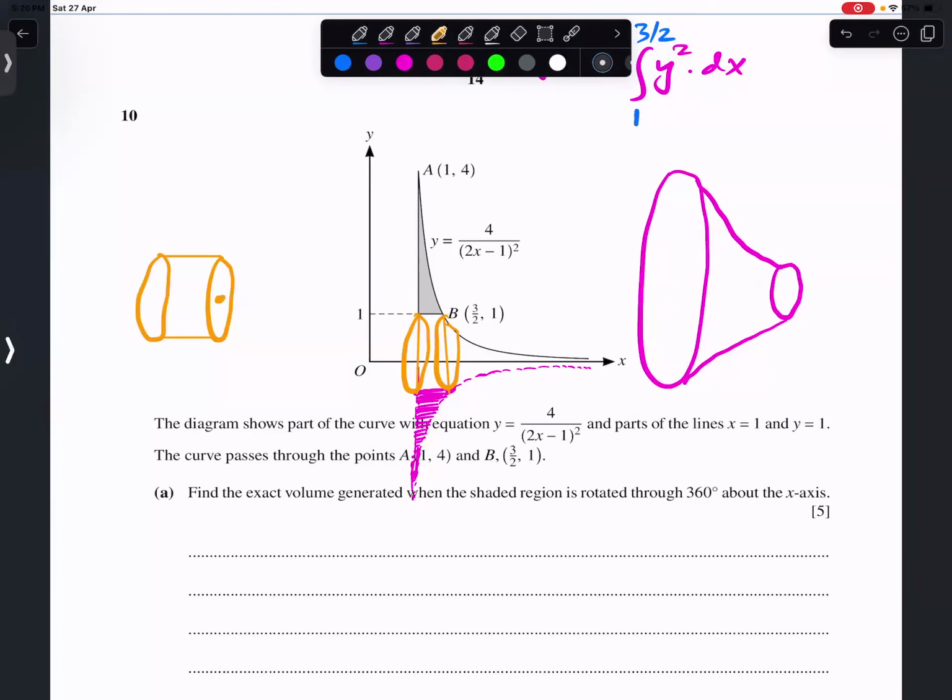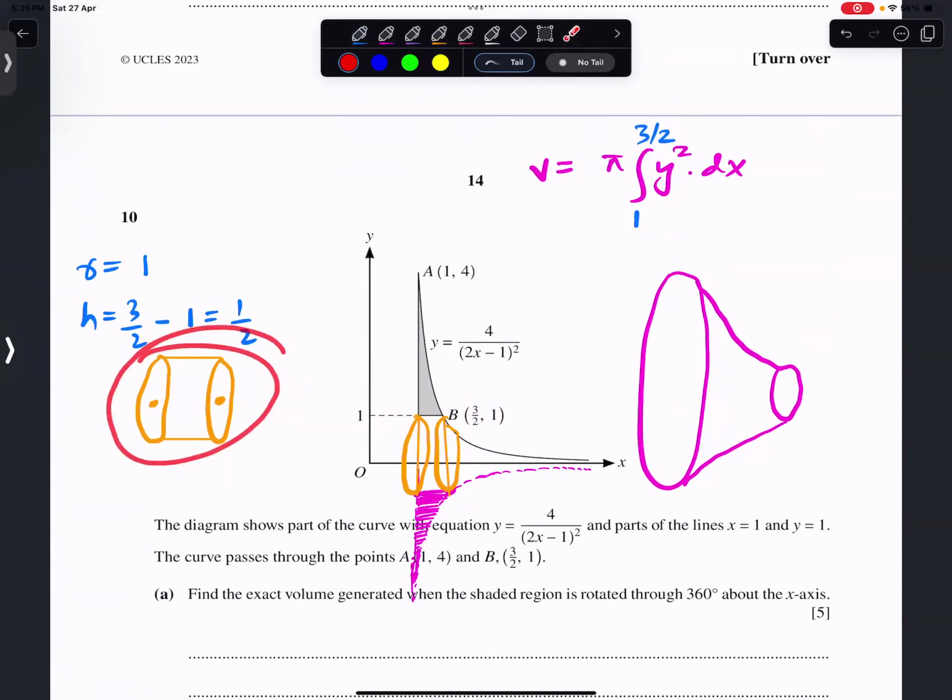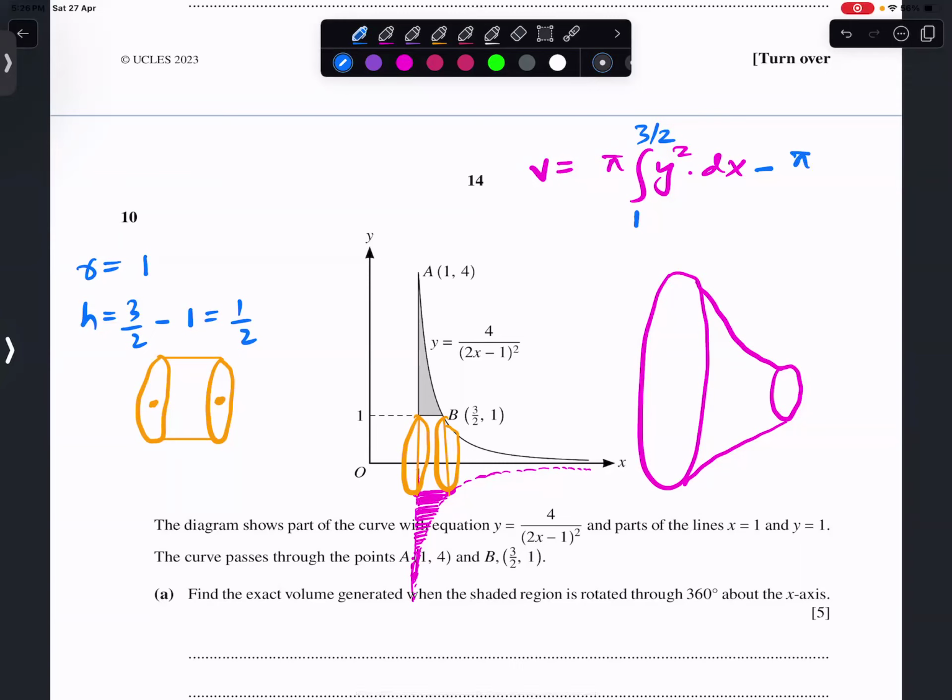And what is the radius of this cylinder? Very simple: 1. And what is the height of this cylinder? Very simple: 3 by 2 minus the lower limit. So the radius will be 1 and h will be upper limit minus lower limit, which is 1 over 2. So you will subtract the volume of this small cylinder from the above integral to find the volume. The volume of a cylinder is pi r square h.